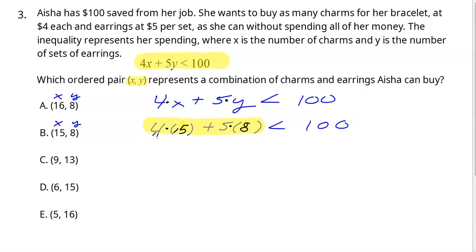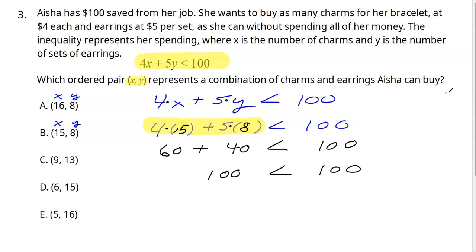This should work. What's 15 times 4? That's 60. Ooh, wait, it might not work. Hold on, this is a tricky one. Plus 5 times 8 is 40. Is that less than 100? So what's 60 plus 40? That's 100. Is 100 less than 100? No, it's not. This does not work. 100 is equal to 100.